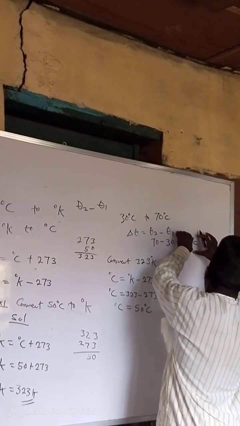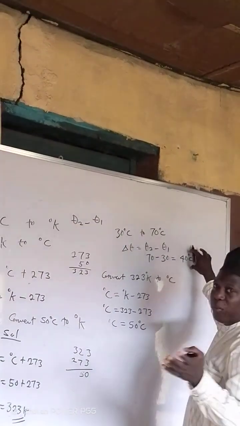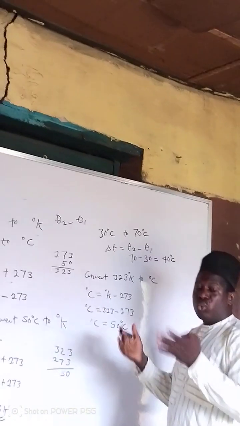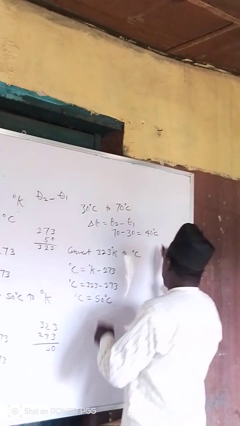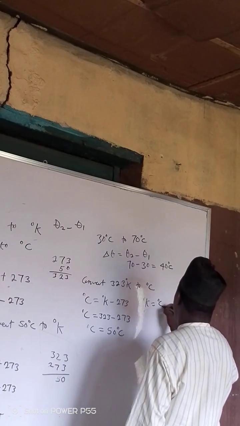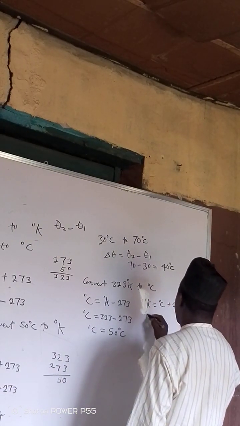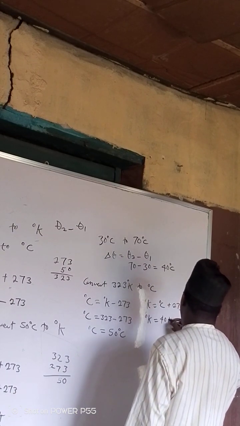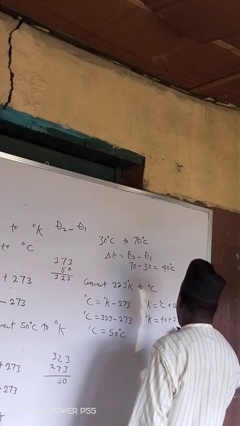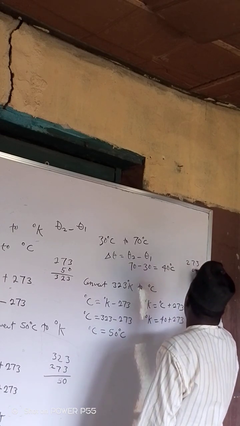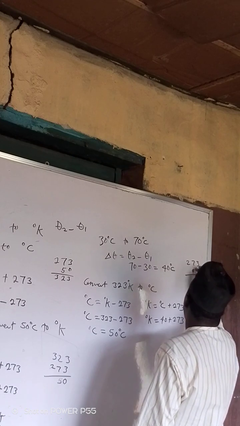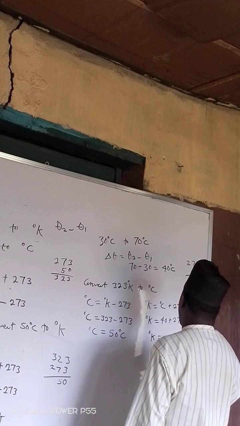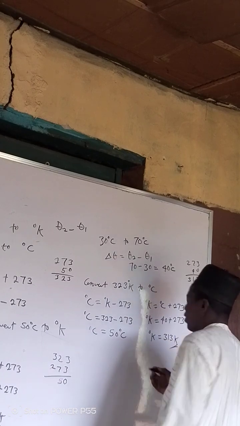When we are given something in Celsius and want to leave our answer in Kelvin, what should we do? We add 273. Degree Kelvin is equal to degree Celsius plus 273. Degree Kelvin is equal to, what do we get as our degree Celsius? 40. 40 plus 273: 0 plus 3 is 3, 4 plus 7 is 11, then 3. Degree Kelvin is equal to 313 Kelvin. That's all.